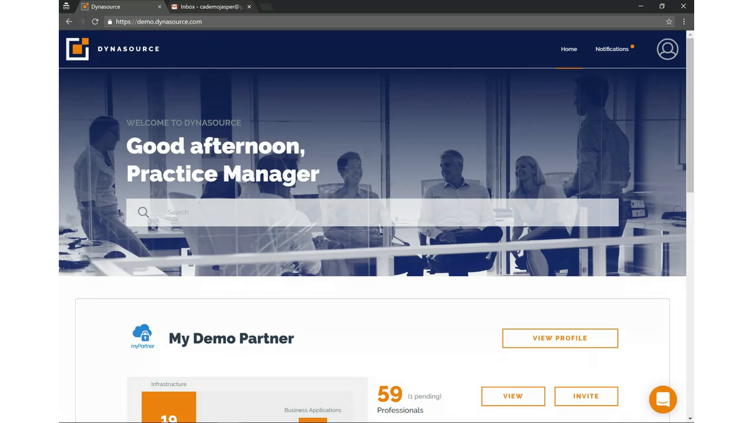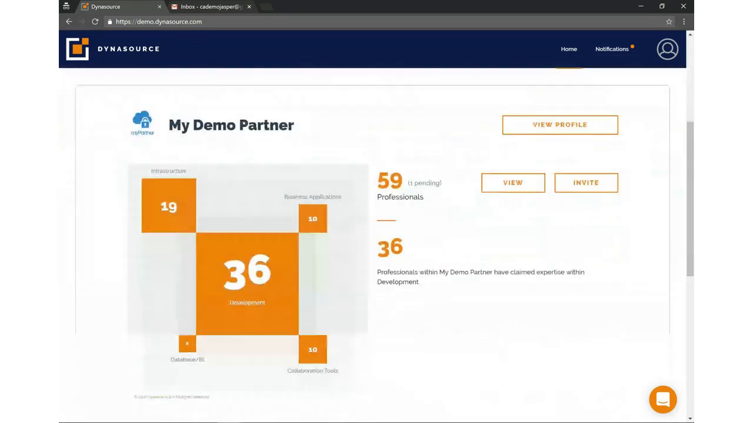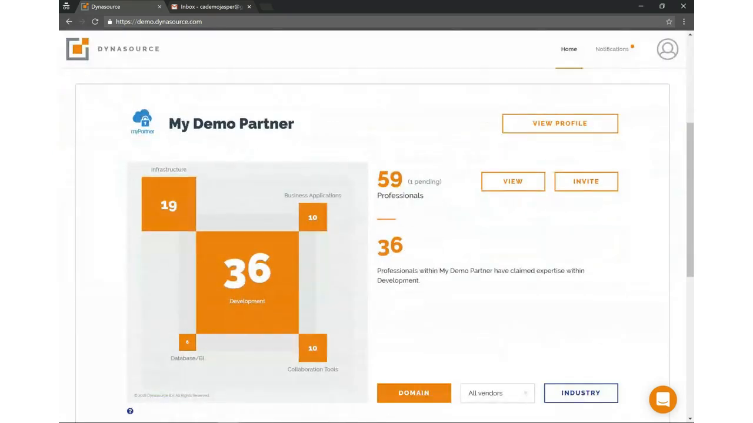And when I'm highlighting this, it might make sense to scroll down a little bit and to show you the visual, which I tried to explain a little bit earlier in this presentation. And what you see here is something that we call a Mondrian. The Mondrian gives you an idea of what a company can do and what their main focus is. So in this case, you see in the middle a big square with 36 in it that says development. And I know that development is the spearpoint for this partner.